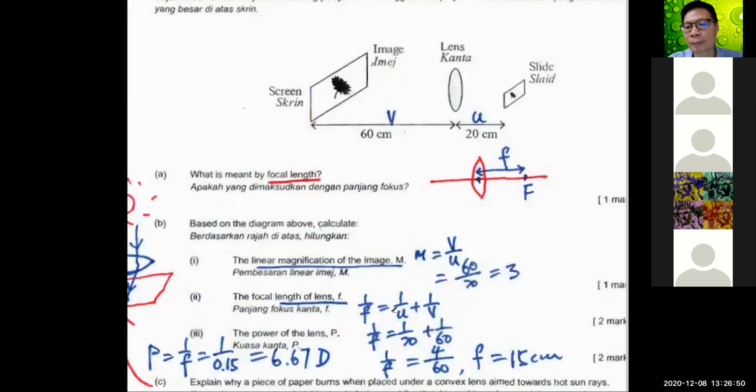The second one, find focal length. I use this formula: 1 over F equals 1 over U plus 1 over V. U is 20, V is 60. So you solve the equation, you get 15 cm. I think you can understand that, not a difficult one, isn't it?